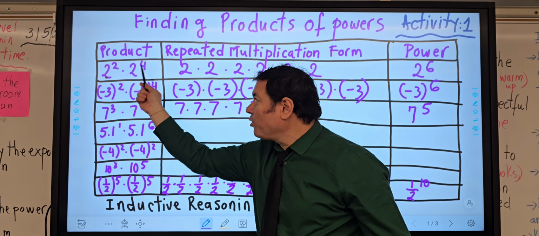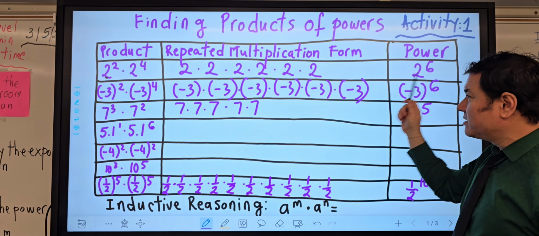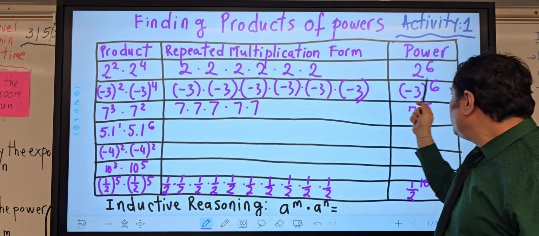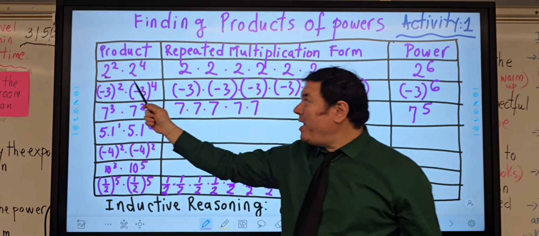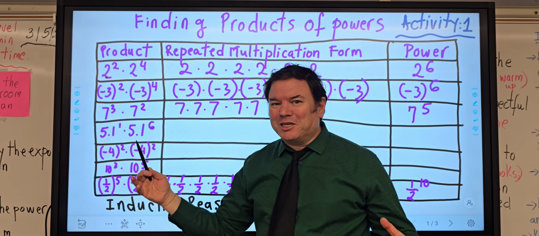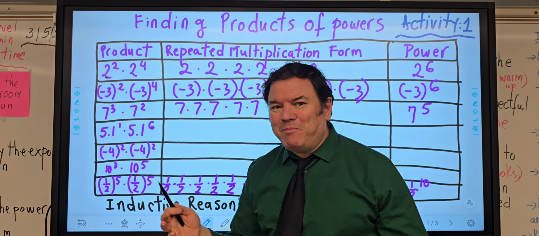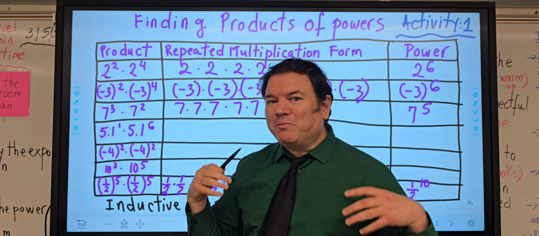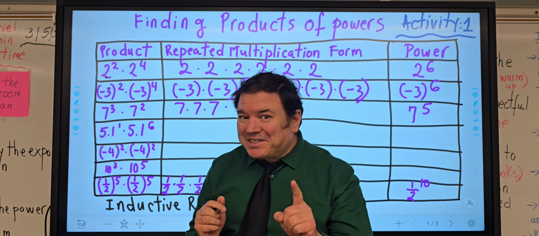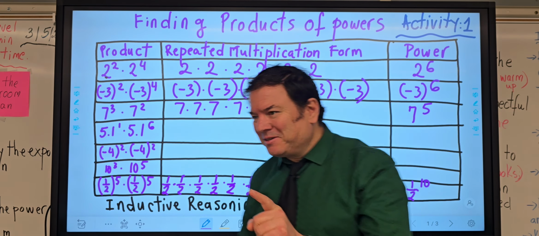So obviously we added the exponents. You see 2 plus 4 becomes 6. The same here, 2 plus 4 becomes 6. We kept the base, but we added the exponents. So if we have the same base, and if we multiply another base, but we have different exponents, we keep the base and add the exponents.